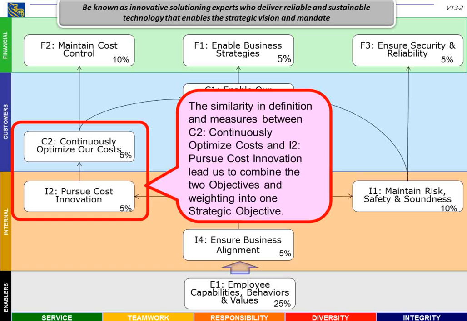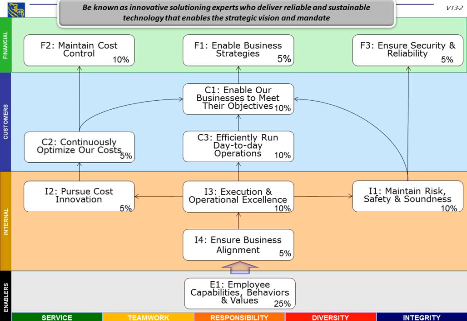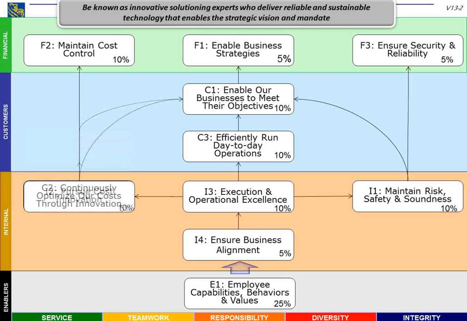And again, what they did is they looked at the definitions, the strategic success factors, the goals, and of course the specific measures. And the more they looked at it, the more they found significant overlap between these objectives. So they've recommended joining these two together to make a new C2 which combines the two, continuously optimize our costs through innovation. And they've put it in the internal perspective because it's an internal activity that we need to do, but it will be measured inside of C1 and enable our businesses to meet their objectives.